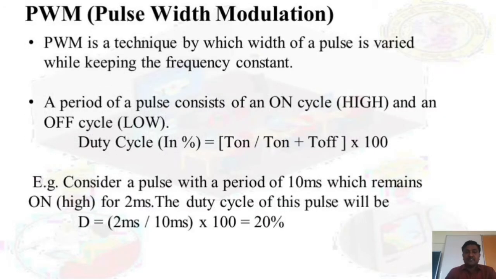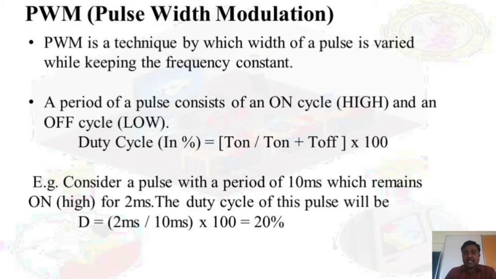So now, pulse width modulation, PWM technique. Here, the PWM technique is one by which the width of the pulse is varied while keeping the frequency constant. The frequency of the pulse is kept constant, only the width of the pulse is varied. Here a period of pulse consists of an on cycle, that is high, and an off cycle, that is low.